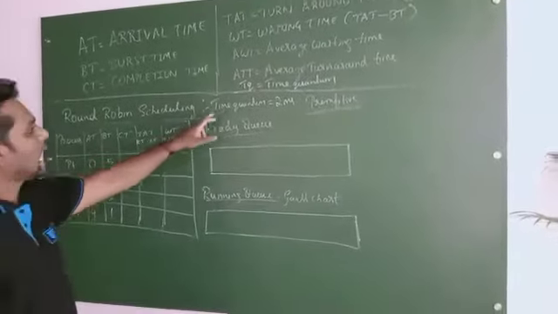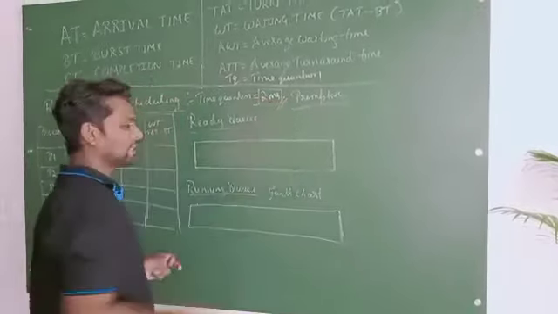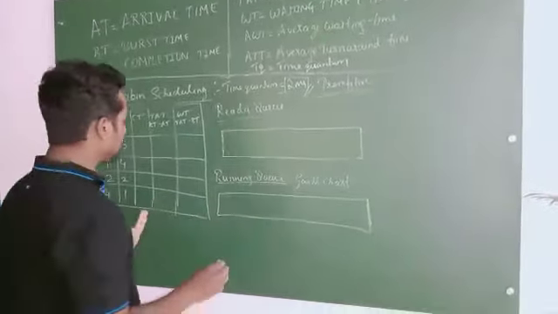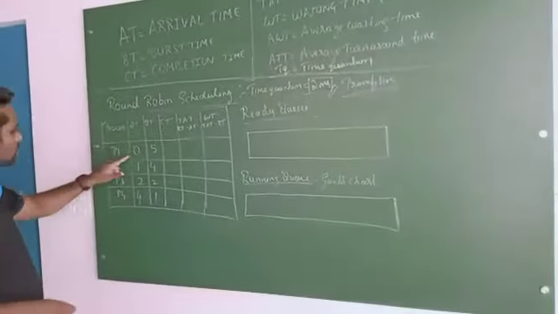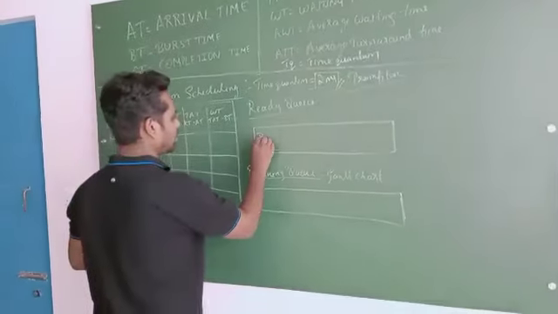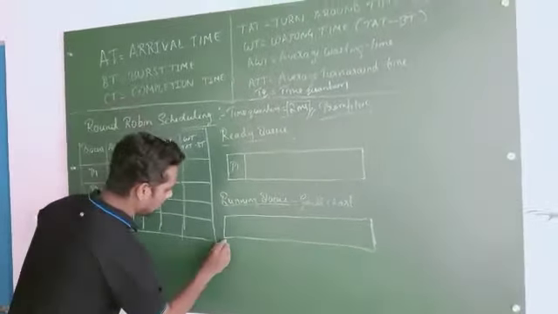Now I have given 4 processes with arrival times, and I have specified a time quantum of 2 milliseconds. Every process is going to execute for 2 milliseconds. At 0 seconds, the only process that can execute is P1. I will place it in the ready queue. Now the running queue.